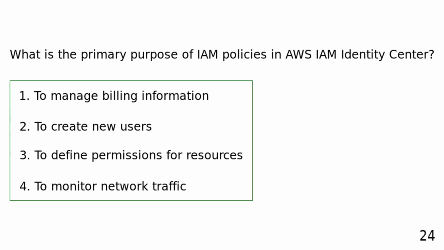What is the primary purpose of IAM policies in AWS IAM Identity Center? To manage billing information. To create new users. To define permissions for resources. To monitor network traffic.